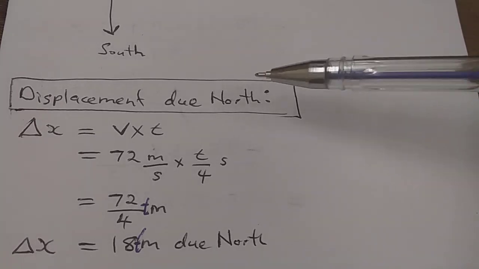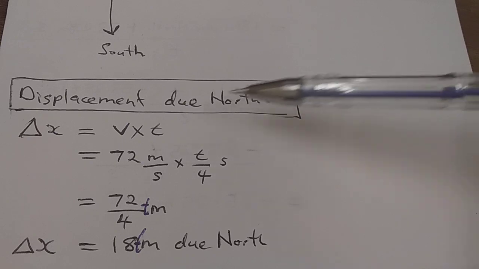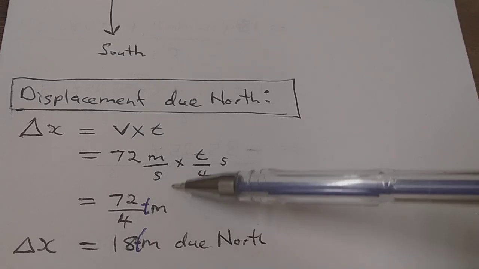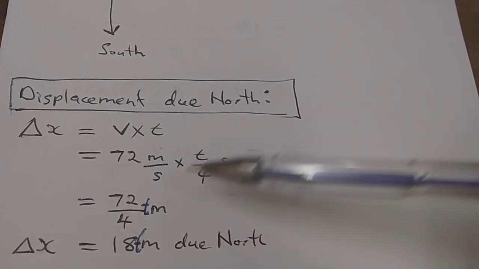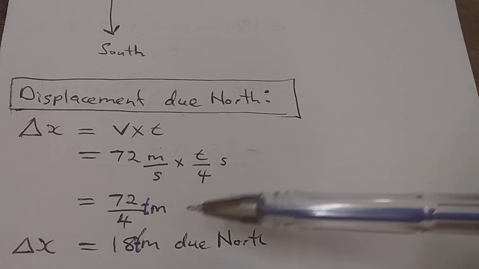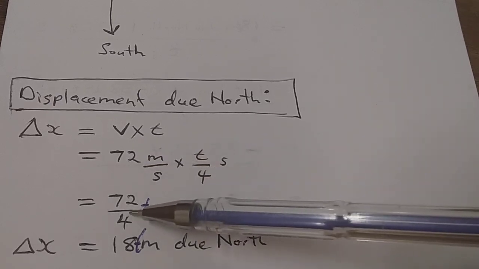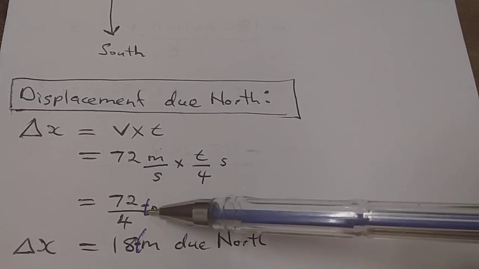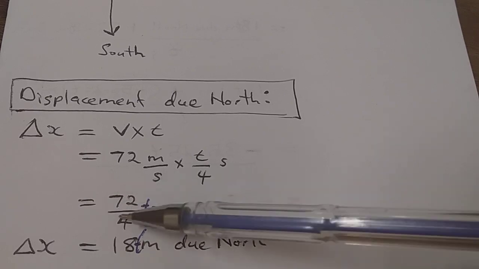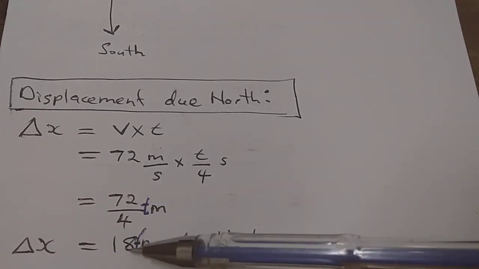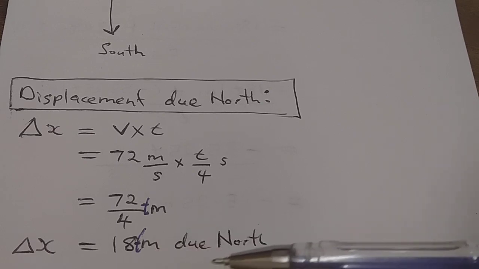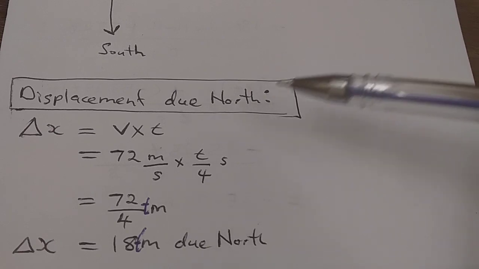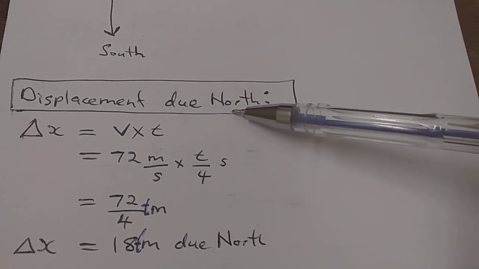Like I've explained before, the displacement due north, the change in x, equals v times t, which is 72 meters per second multiplied by t/4 seconds. The seconds cancel. What are we left with? 72/4 t meters. Don't forget the t. If you simplify this, it gives you a change in x of 18t meters due north, because this is what we are calculating for the meantime, the displacement due north.